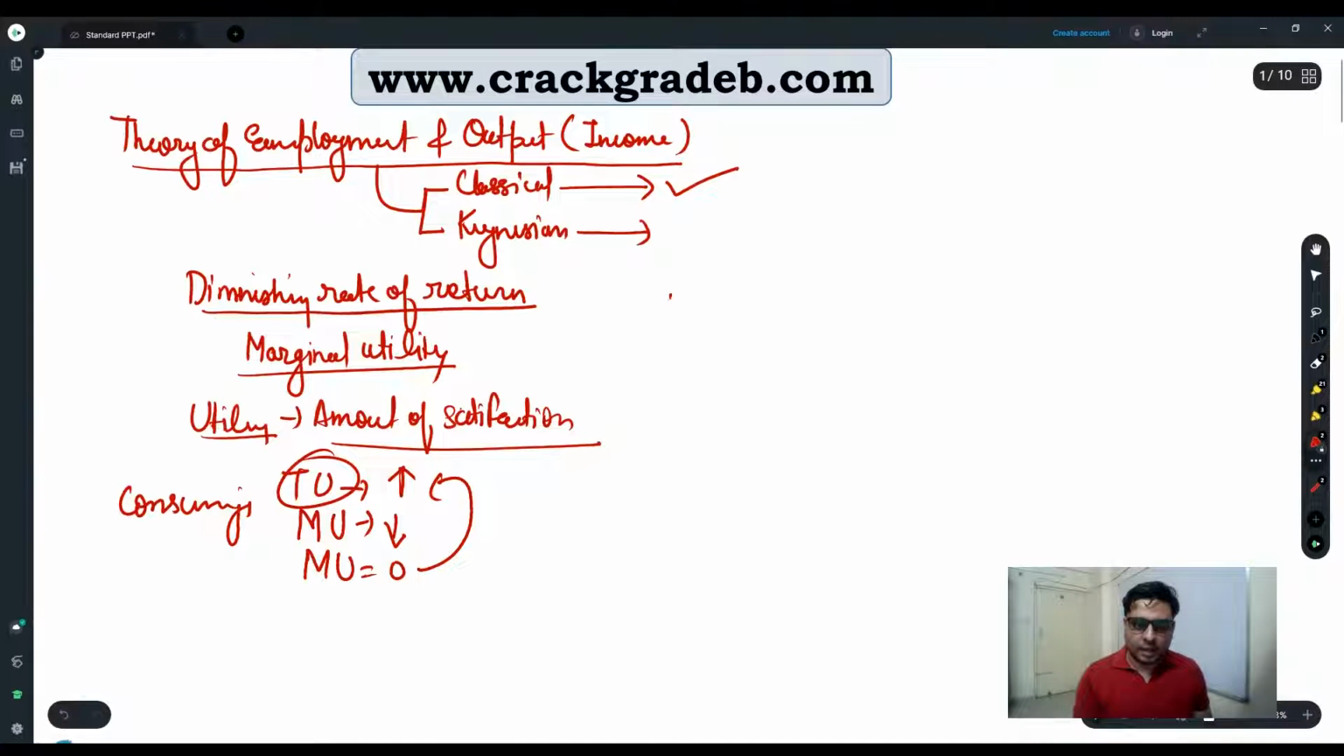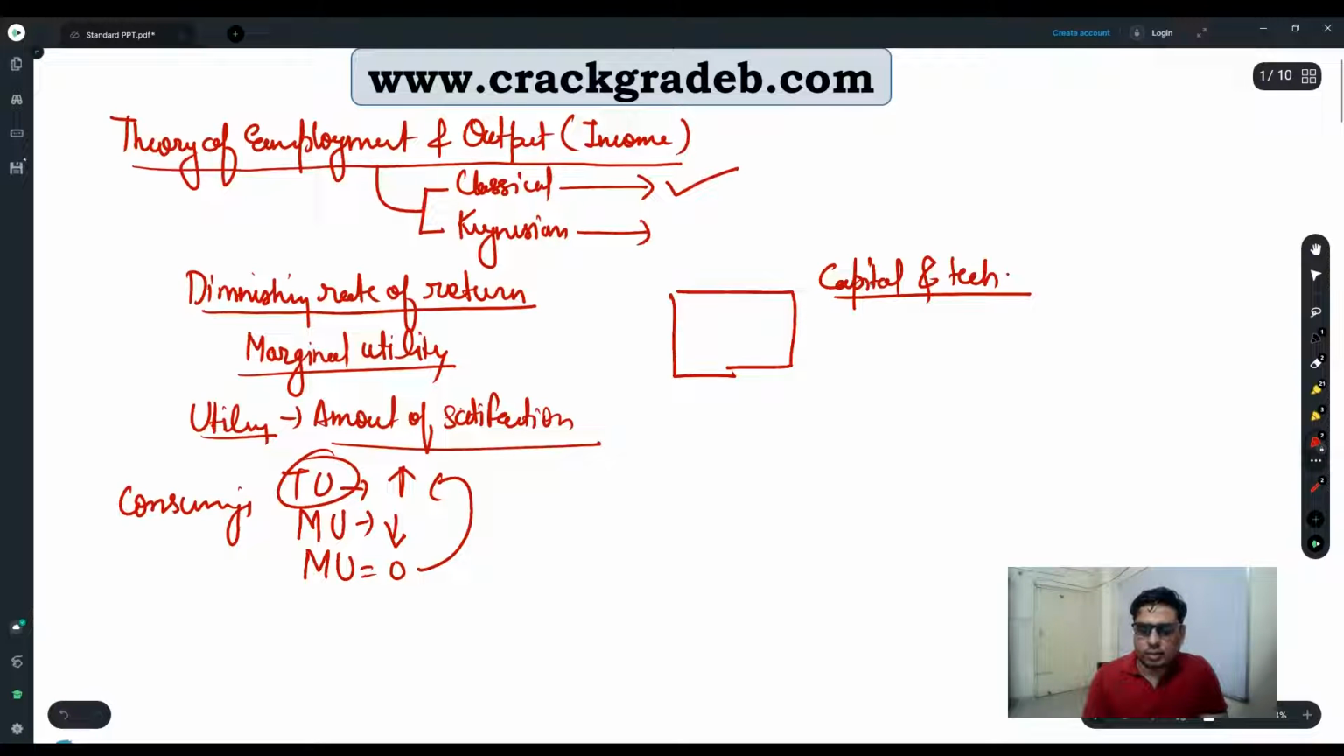So that is why, if the area is fixed, meaning in the short run, what happens? In the short run, capital and technology remain constant.